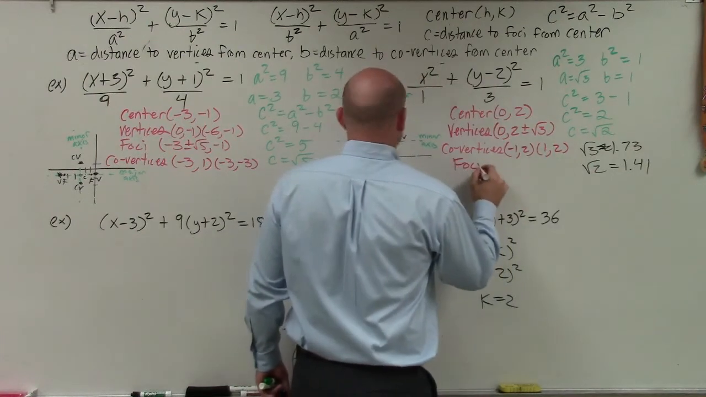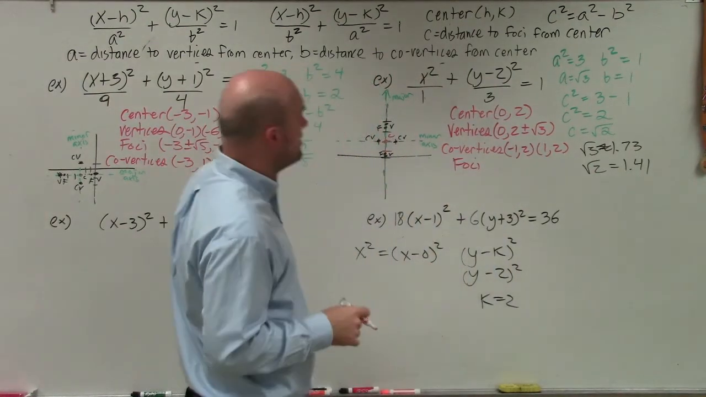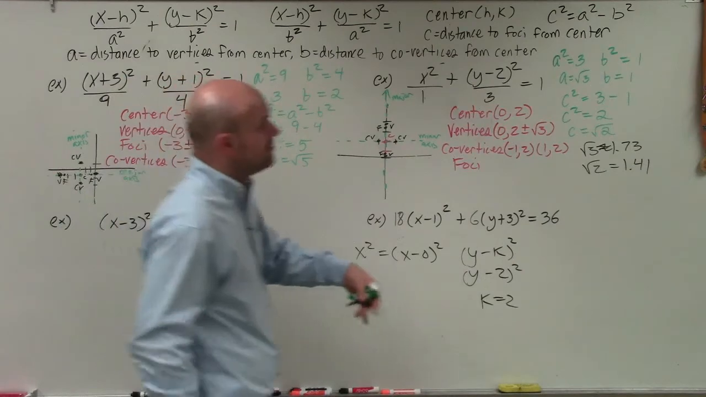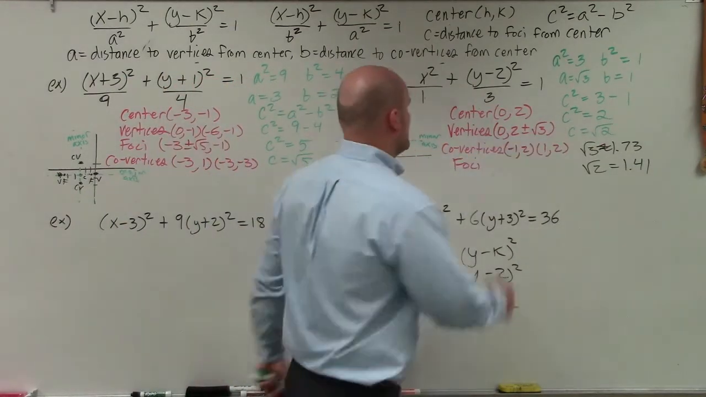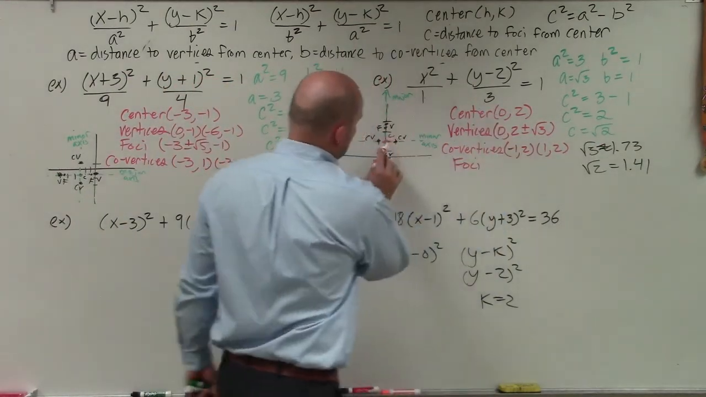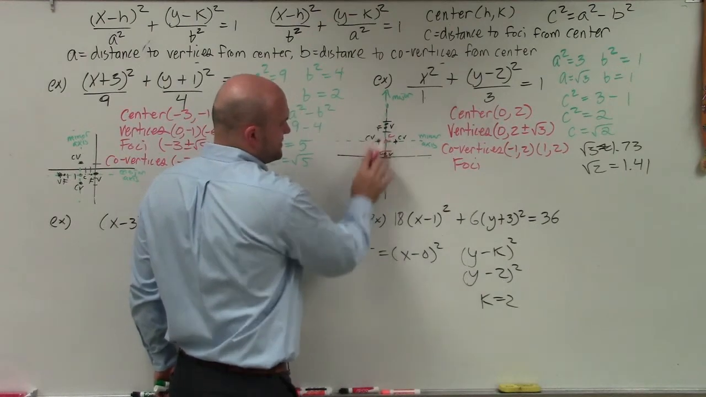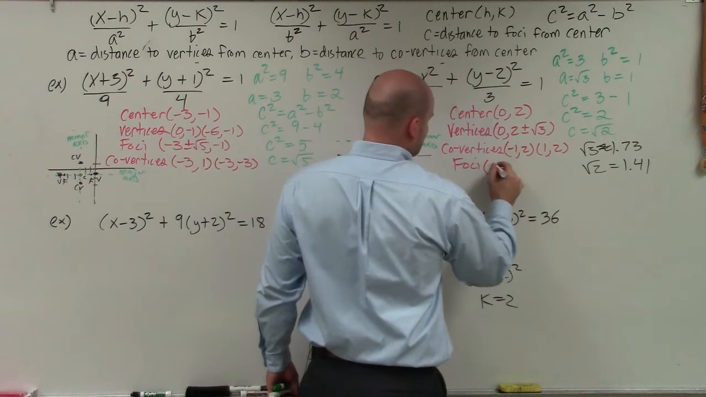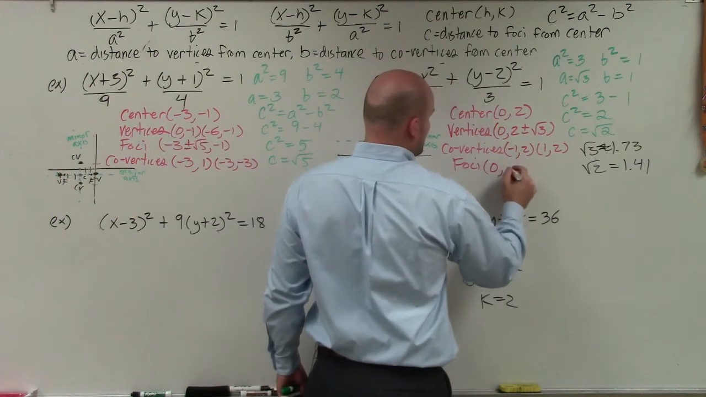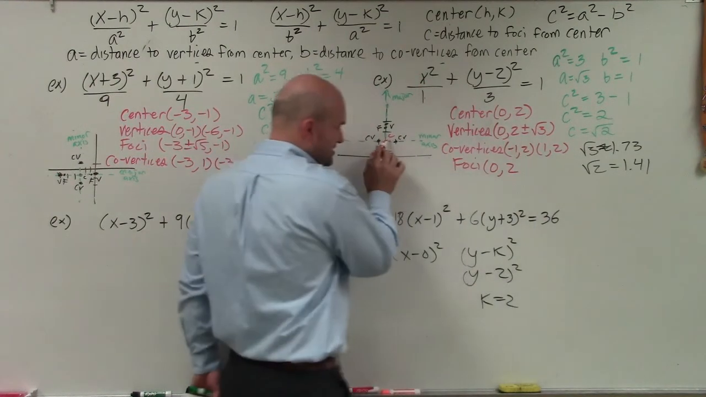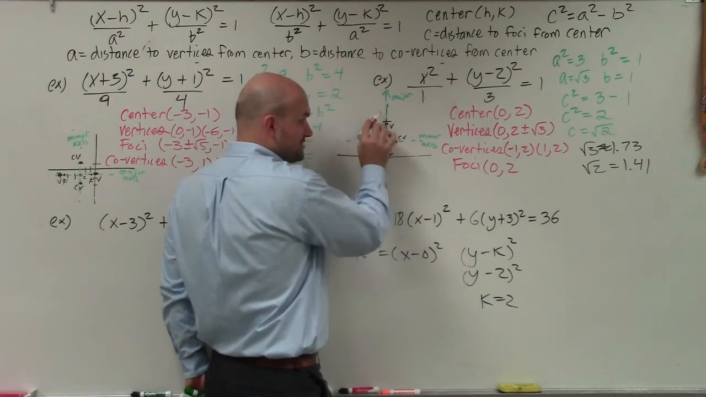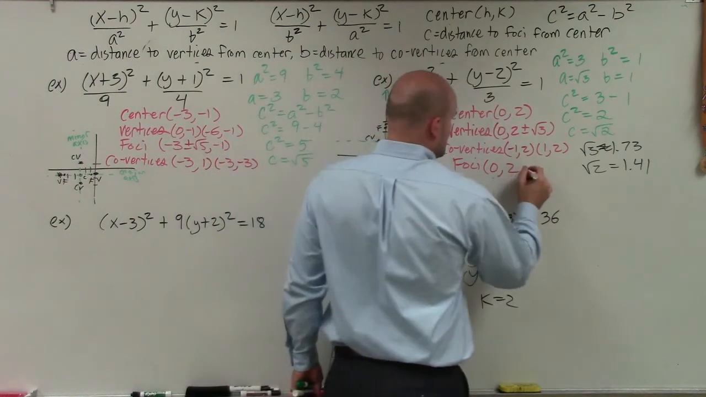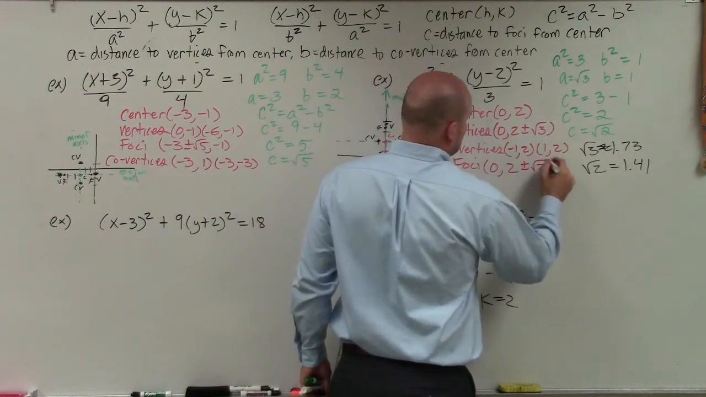My foci, I guess I did switch those around. My foci are also going up and down, but they're going up and down c. So notice the foci still have an x-coordinate of 0. It's just going up or down from the center. So the x-coordinate is still 0, and that's going to be 2, because that's where the center is. So from 2, we're going up and down square root of 2. So that's going to be plus or minus the square root of 2.